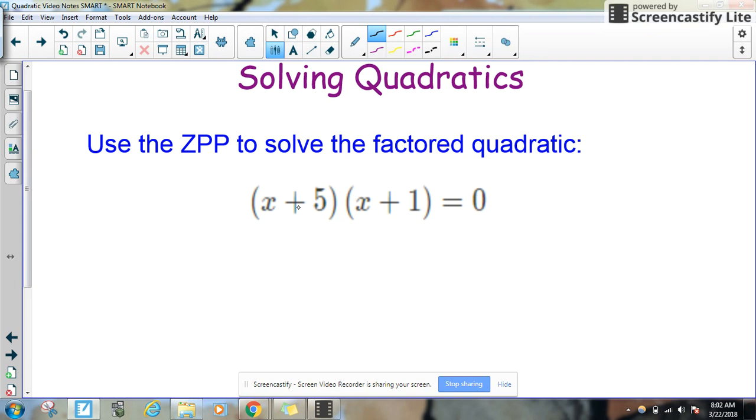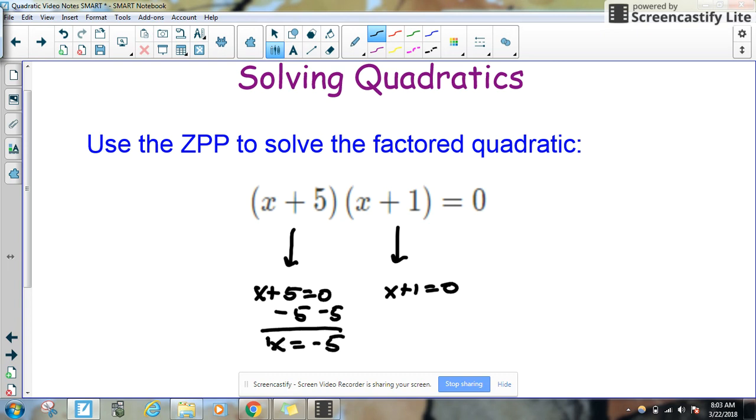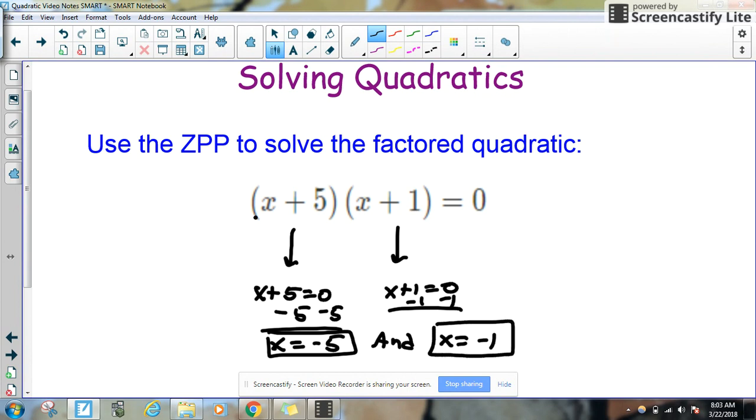So if we take our quadratic that we just factored and we apply the ZPP, what that means to do is to basically set each of the factors equal to 0. So you set each one equal to 0 and you solve for x. So in this one, you just have to minus 5 both sides, and you get that x equals negative 5. And the second one would be if you just minus 1 both sides, and you get that x equals negative 1. So the ZPP is a way to take two factors that are set equal to 0 and solve for what x would be, which correspond to the solutions of the quadratic.